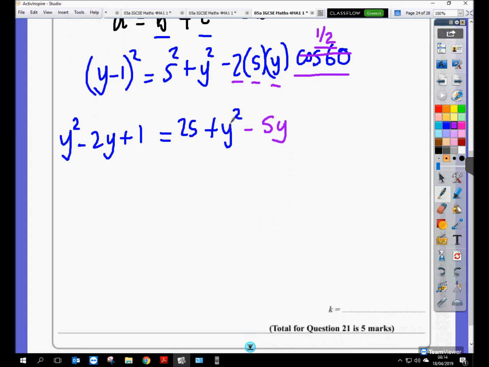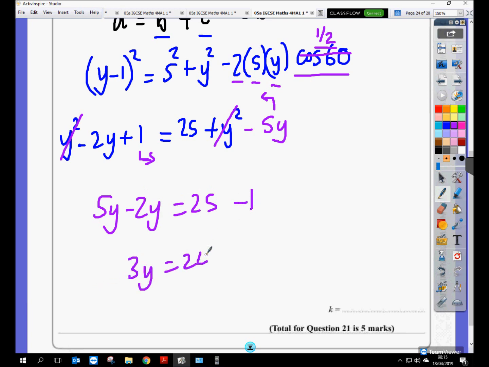Now, we have a y squared on both sides. If you take away y squared from both sides, it's going to cancel. And what are you left with? Well, we're going to rearrange this, okay? What I'll do is I'll collect all my y's on the left and all my numbers on the right hand side. So I end up with something like this: 5y minus 2y is equal to 25 minus 1. So 3y is 24, which means 1y is 8.